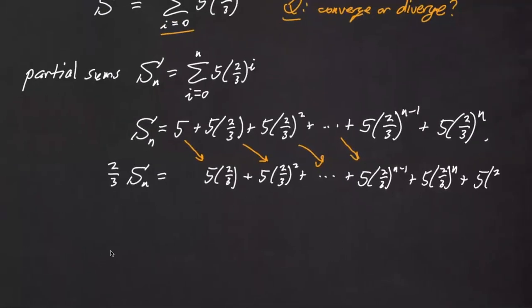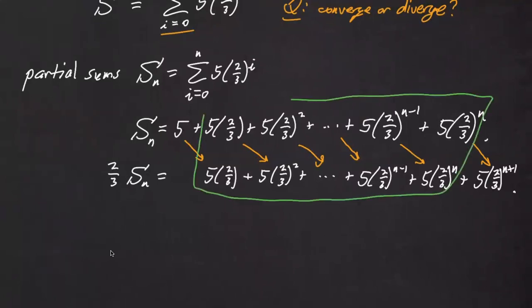5 times 2/3 to the n plus 1. Right? So we multiplied that term by 2/3, and we got the nth power. We multiply the term with an nth power by 2/3, we get the n plus first power. Okay. And then the kind of cool idea is that now we see that all these terms are sort of in common, right? Like the terms on the first line and the terms on the second line are in common.